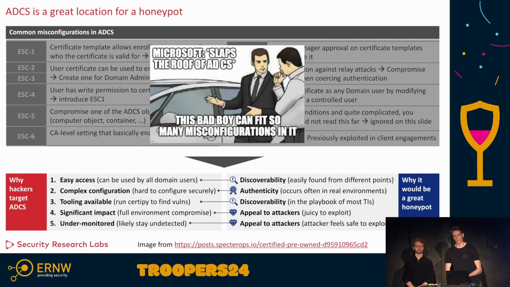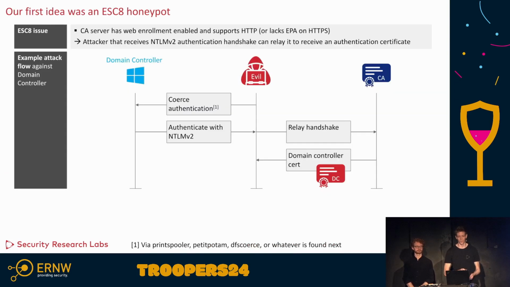And finally, from our experience, ADCS is usually quite under-monitored. So when we exploit misconfigurations, we mostly stay undetected afterwards. So that's why attackers usually feel quite safe about exploiting ADCS. So yeah, we see this is a great target to create honeypots for, but how do we do that?